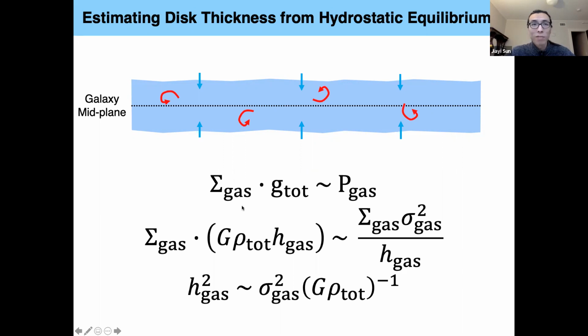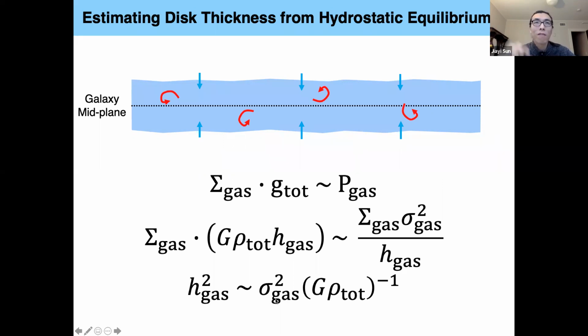Sigma gas, we can already directly observe in galaxies. This little g, we can approximate by the gravitational constant times the total volume density of all the mass near the midplane, including the gas and stars, and times the scale height of the gas disk, because that determines how much material is contained in this layer. And then for the pressure of the gas, it's basically surface density divided by scale height, which could be volume density times velocity dispersion squared. And then if we rearrange these terms, we have the scale height squared is twiddle velocity dispersion squared divided by G rho tot.